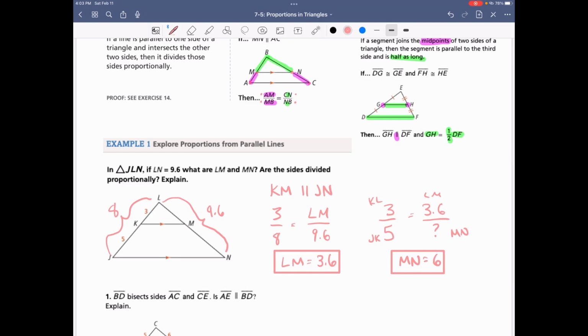And that's example 1. It's asking, are the sides divided proportionally? And we can say yes, we found those sides using proportions. And this was just part of our proof, because those sides were parallel and it was shown in the diagram. So yes, we used proportions to find the missing segments.